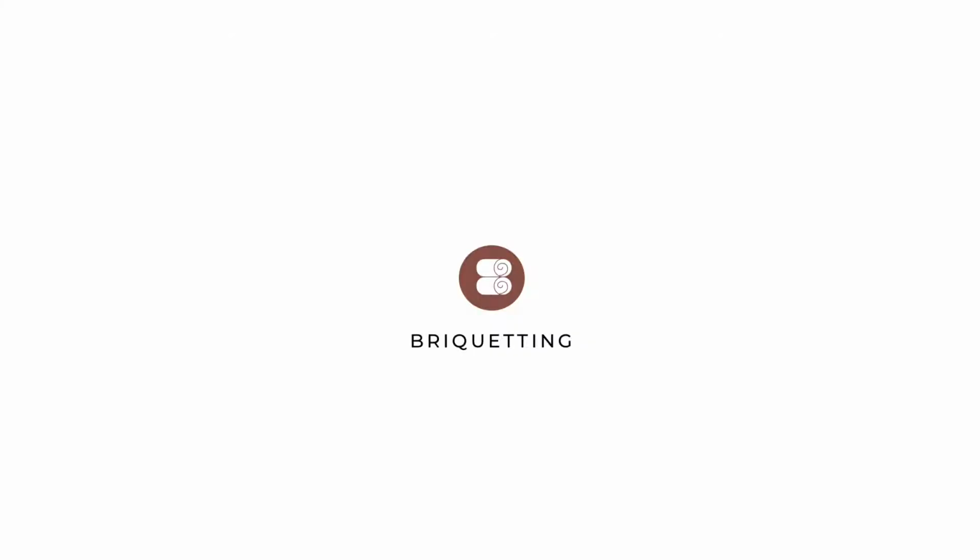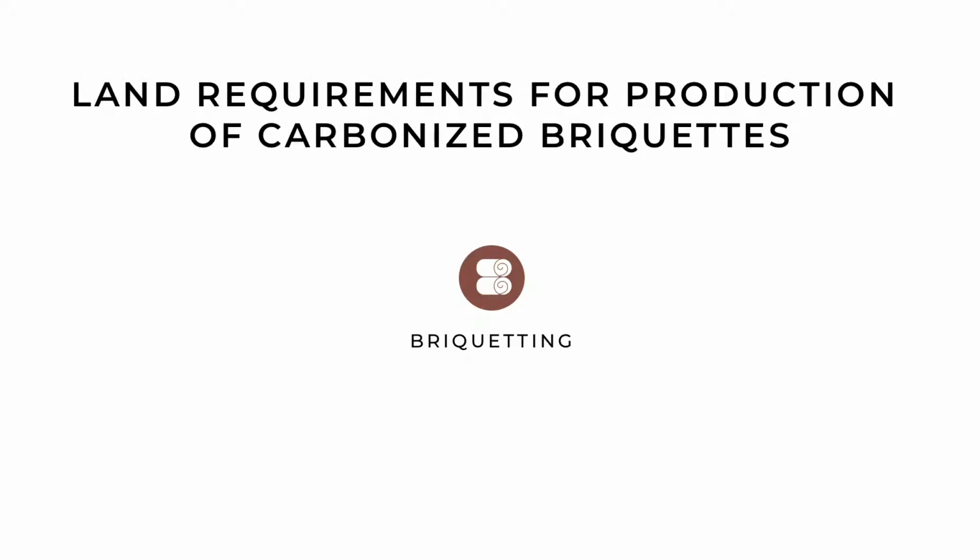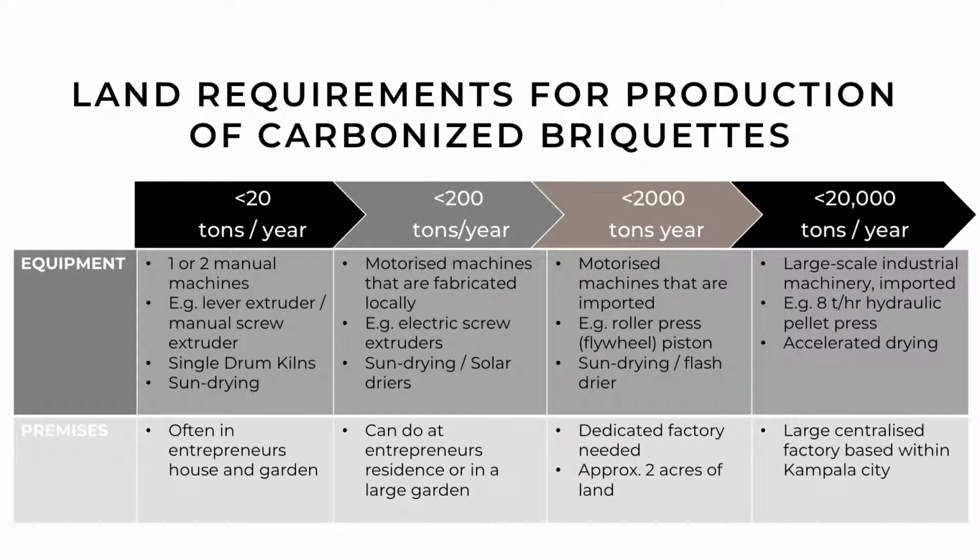As I said before, the land requirement for the production of briquettes depends on the scale of production and the type of technology chosen. This table shows the typical premises used for the production of briquettes in Uganda. You can see that according to this data, if you produce less than 20 tons per year, you might be able to produce in your garden. But if you're planning to produce 2,000 tons per year, you will need a dedicated factory on approximately 2 acres of land.